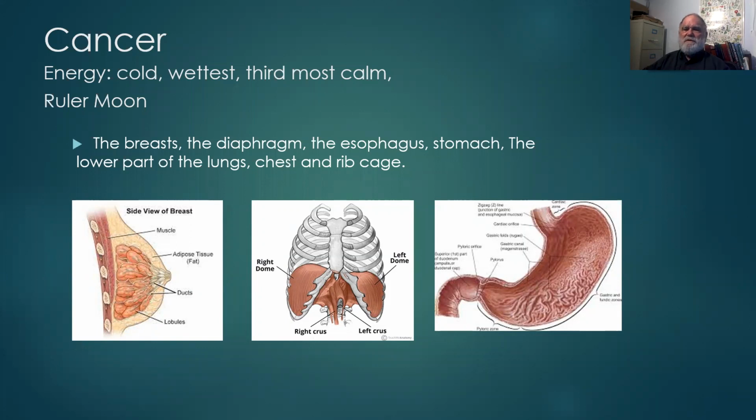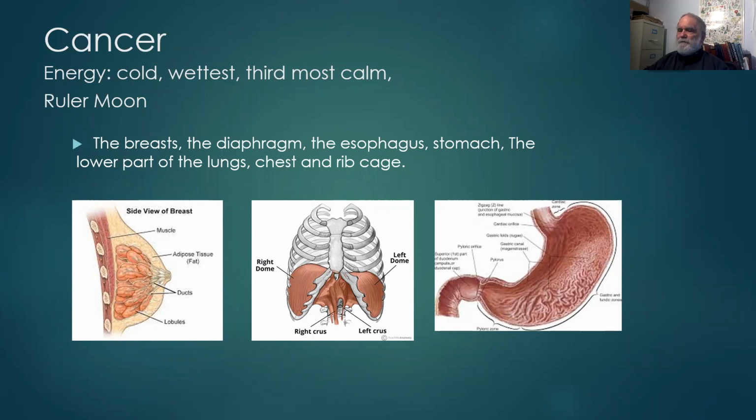Here's the boundary. I'm pointing here at the boundary. The stomach ends here. It's called the pyloric sphincter. And after this, you have the intestine. And so this here is the boundary between Cancer and Virgo. The functions are very different here and here.